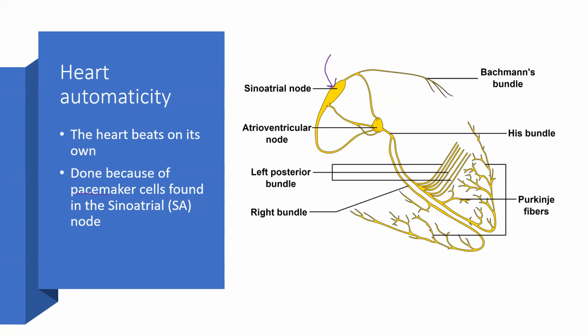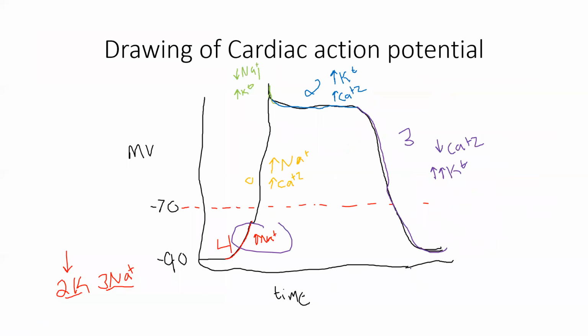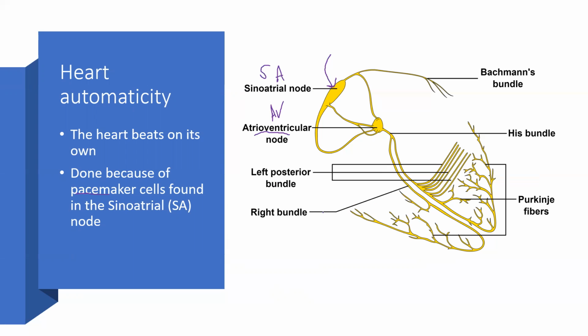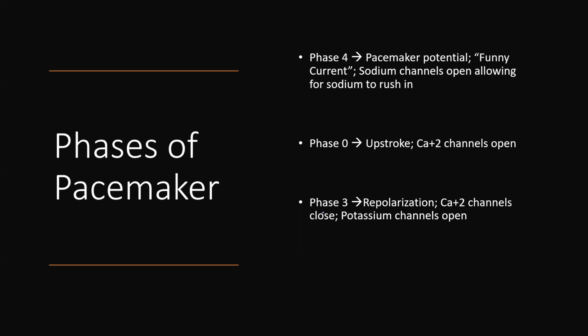That signal is going to travel to the atrioventricular node, or AV node, from the SA node. Going to go all the way down the bundle of His, the Purkinje fibers, and hit what causes the sodium rush, which causes phase 0 to occur. So let's talk about the phases of a pacemaker cell. There's only 3 phases: phase 4, phase 0, and phase 3.